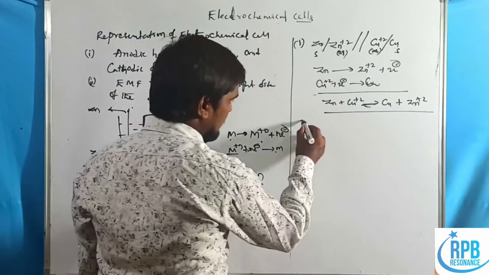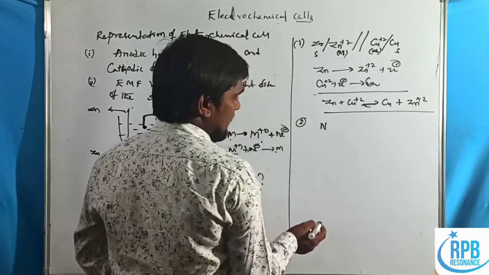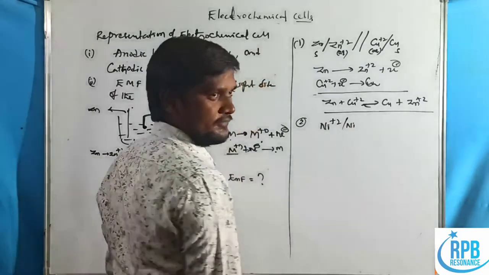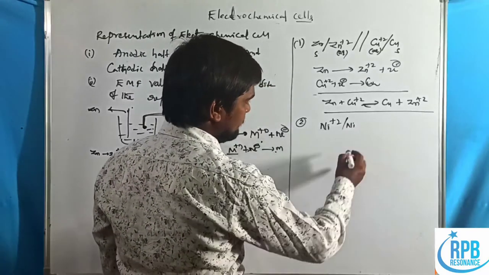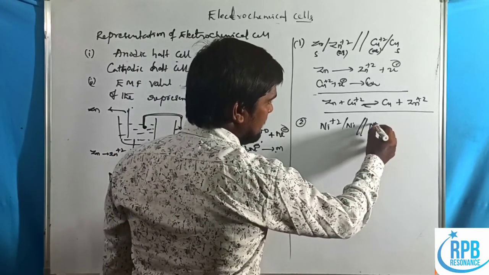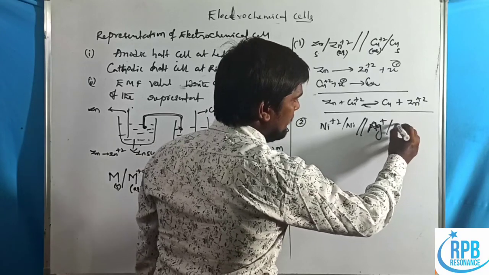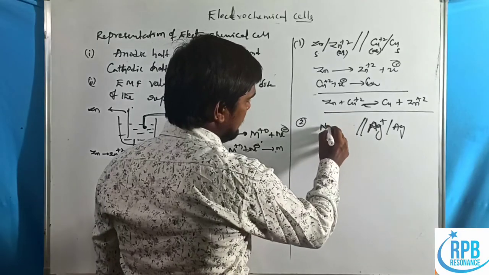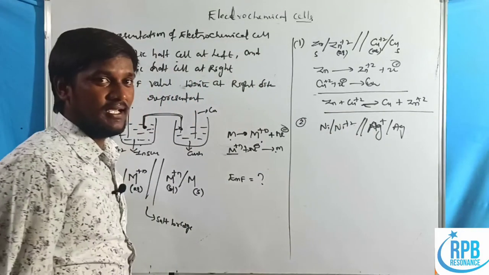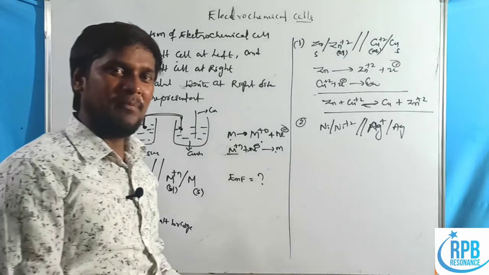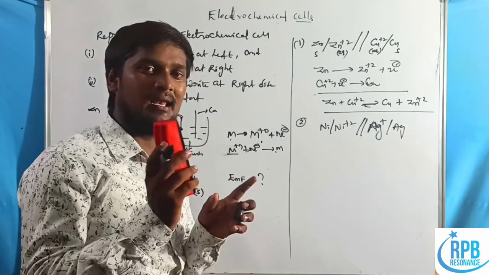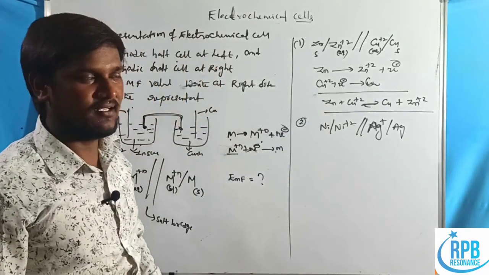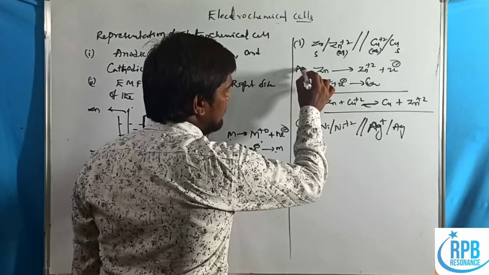Now let us discuss the second example. Nickel plus 2 converts into nickel, and similarly Ag plus converts into Ag. Here nickel converts into nickel plus 2. I'll give the cell representation. With the help of a cell representation, let us assume you can write these types of half cell reactions. First of all, the left hand side is the anodic half cell.